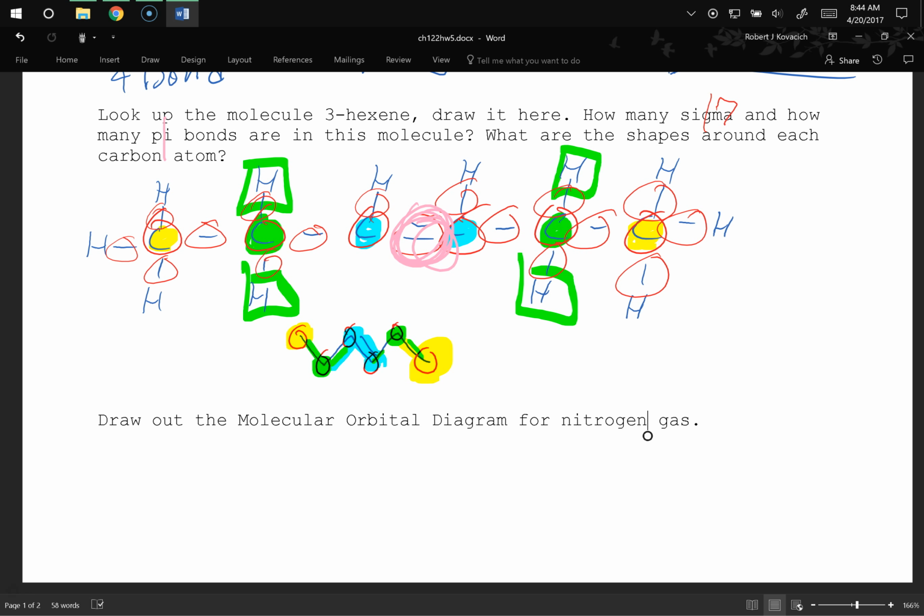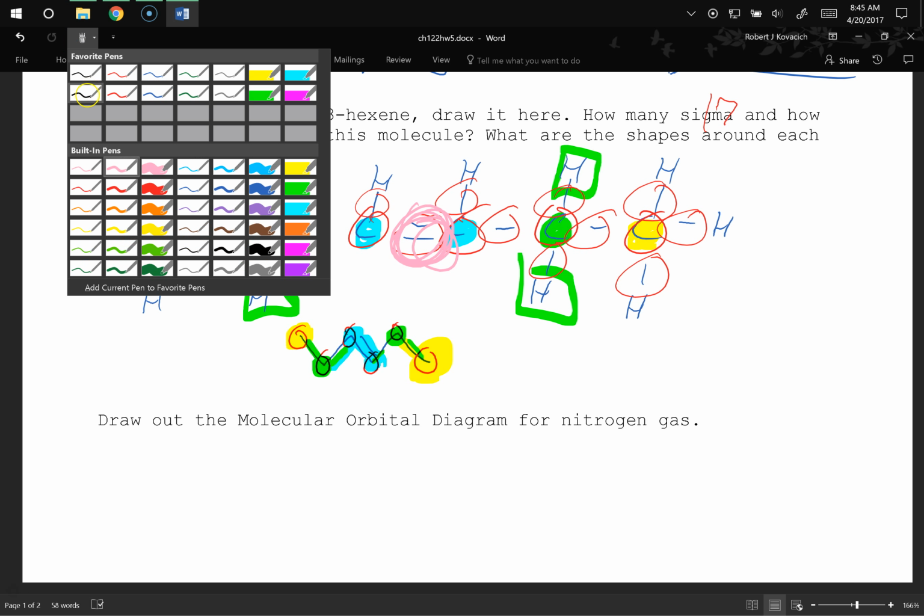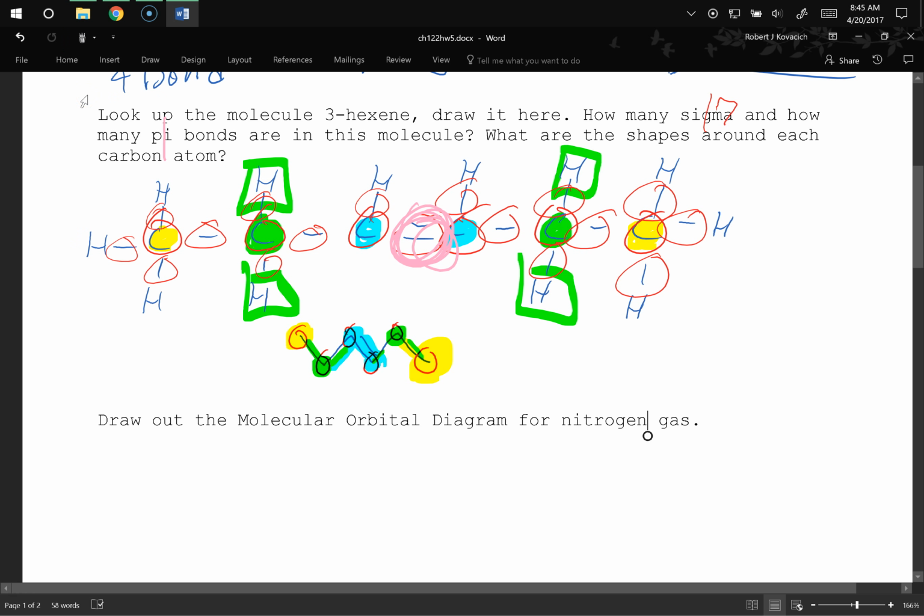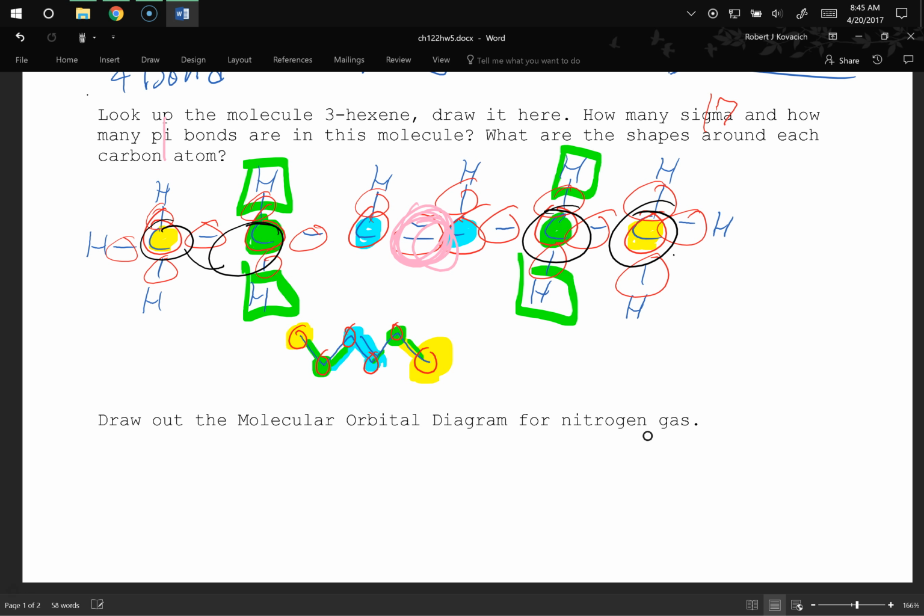And then the shapes, now that I can't see any of that. Let's go with what do we got for shapes? This one, and this one. All the black ones, those guys are all tetrahedrals, right? And then this one here, and this one here.